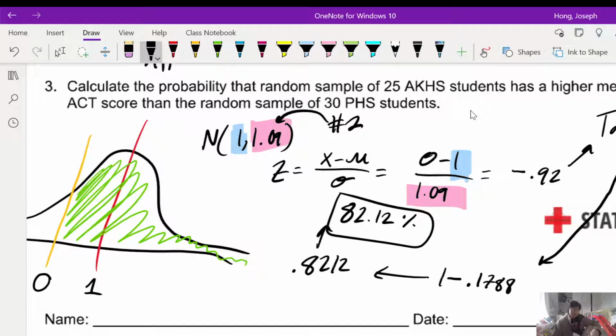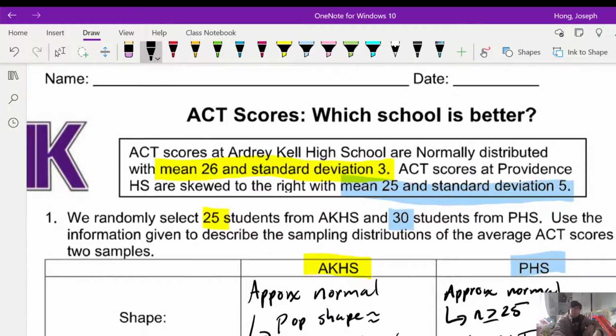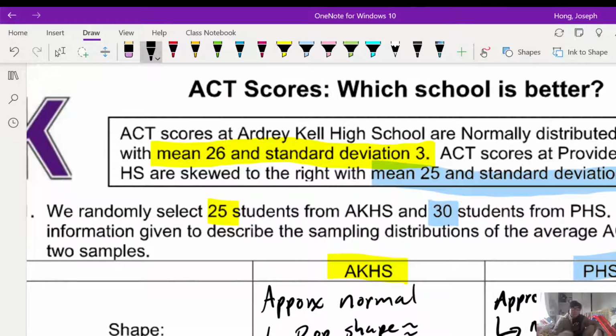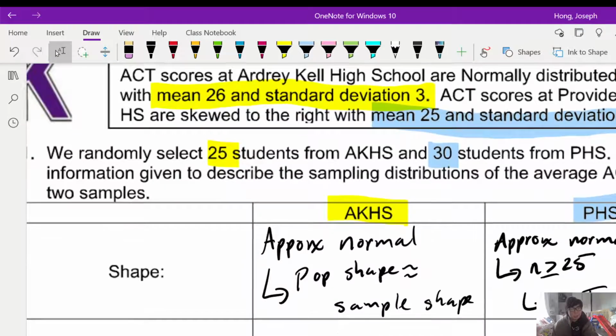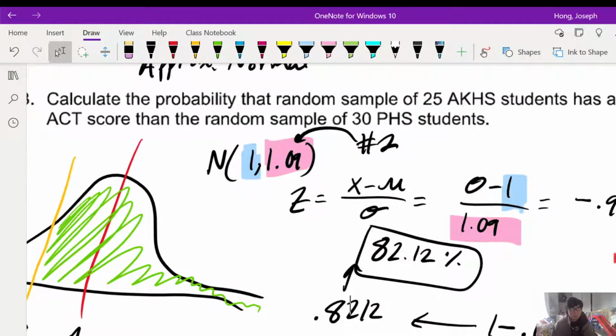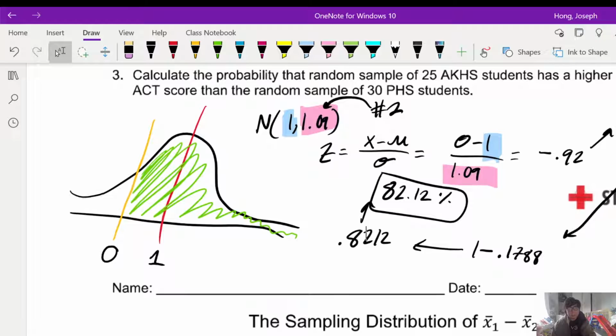And I would say that would make sense because in my context right here, first, AKHS has a higher mean, two, they have a lower standard deviation, and three, AKHS has a normal distribution of their population, but the population of Providence has a skew to the right. So, based off the context, I would say this makes a lot of sense.